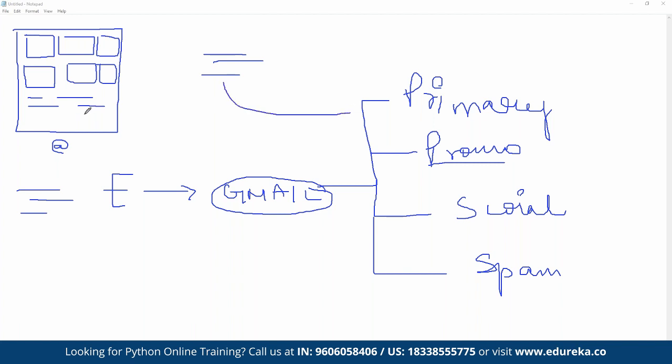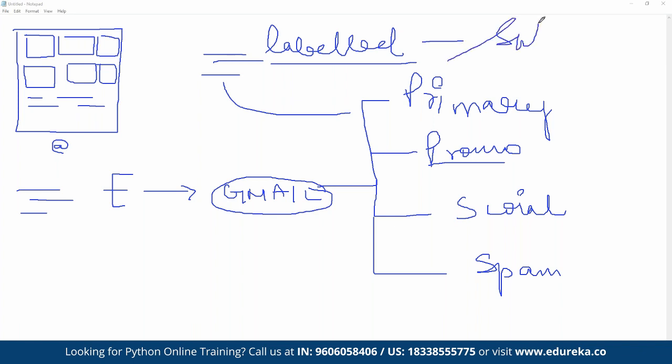So there are multiple labels available in the email that are used for segregating emails into different types, whether primary, promotional, social, or spam. And when we train any particular model by using these labeled data sets, this is referred to as supervised learning. A simple example of how the sorting of different emails happens.